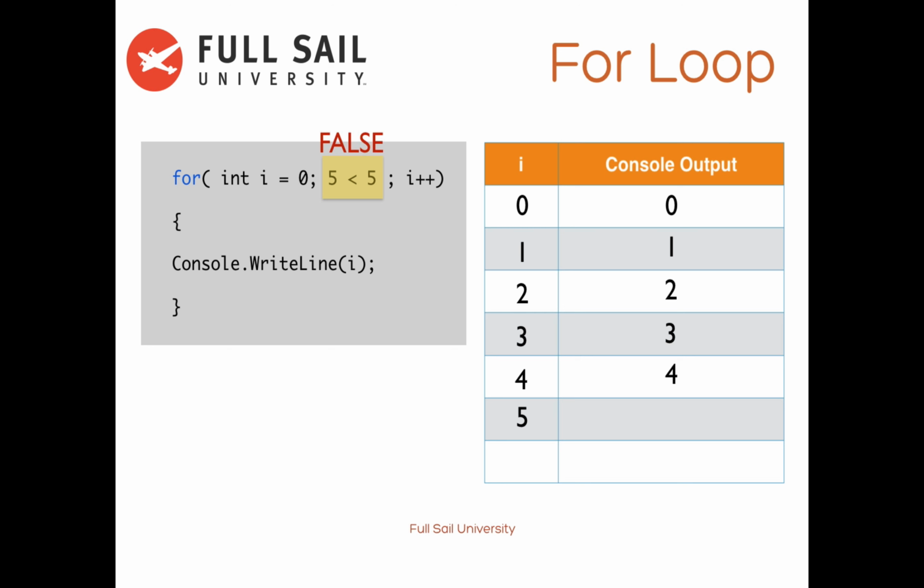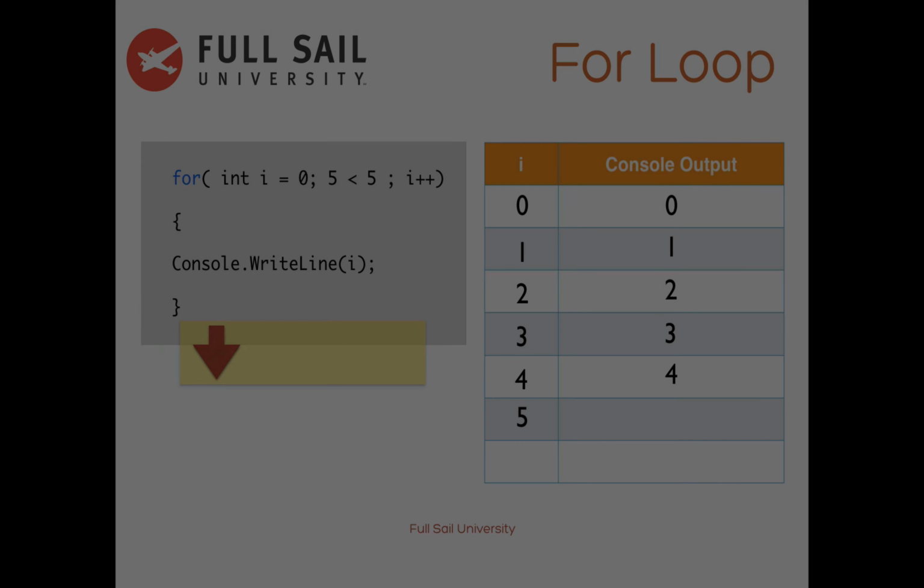So what that means is we do not run the curly braces anymore, so we will not do the Console.WriteLine, and instead, we're going to go on to the rest of our code down below, whatever that happens to be. All right. So notice the console output is 0, 1, 2, 3, 4. Let's go ahead and jump back to the IDE and see this in action.